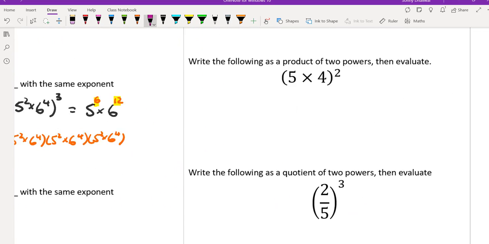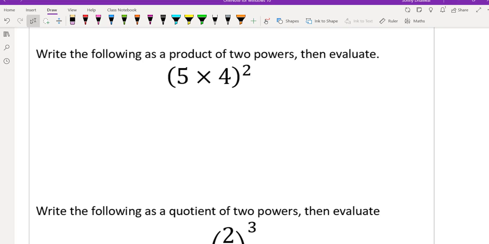Now, let's do the next stage here. Write it as 2 powers and evaluate. So I want to take the exponent from the outside and give it to the things inside. That's what that's saying. So my stuff inside is here. What's the exponent for the 5? Exponent for the 4? Damien? They both get a 2, because these have an imaginary little 1. 1 times 2 is 2. 1 times 2 is 2.